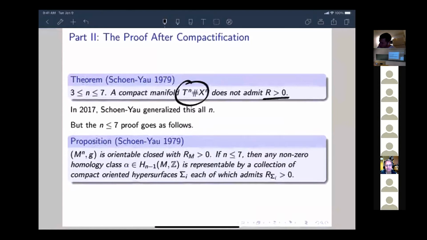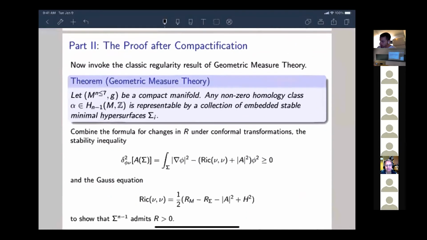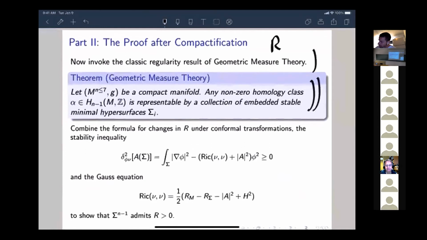So if you have something that's orientable with PSC and n is less or equal to 7, then any non-zero integer homology class in H_{n-1} is representable by a collection of compact oriented hypersurfaces, each of which admits PSC. What that should really say is you get a stable minimal surface when you minimize in the homology class. That's the regularity part of the theorem, and that's something very classical. And then once you have the stability inequality, you can look at variations of the surface. You vary the surface in the normal direction by some phi nu, where phi is say the speed of the variation, and then what you get is the stability inequality, which reads like this.